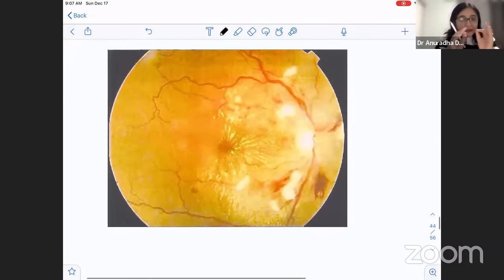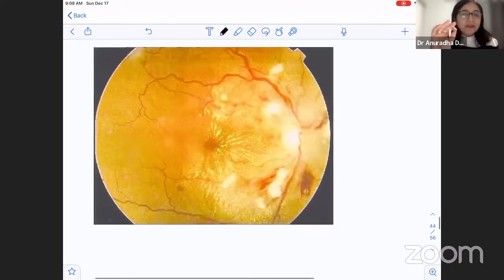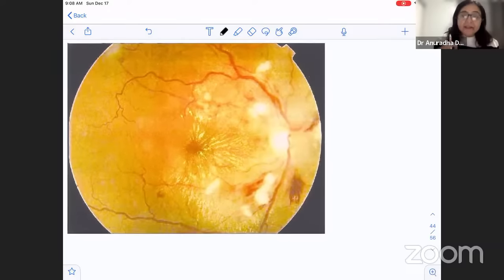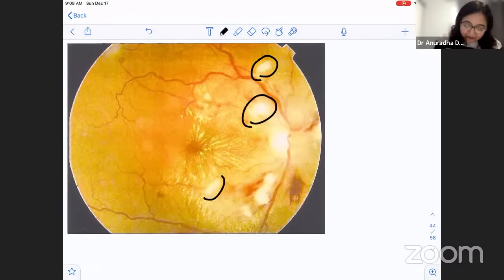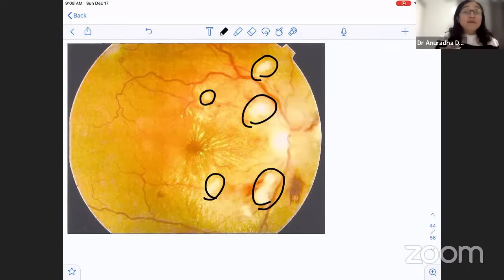Here I will take the opportunity to show you the different signs also, because sometimes the question can be based as identify this sign. Different signs, how to identify them on the fundus image, please have some concentration here. When you see something like this, fluffy white lesions like a cotton wool, this is your cotton wool spots.